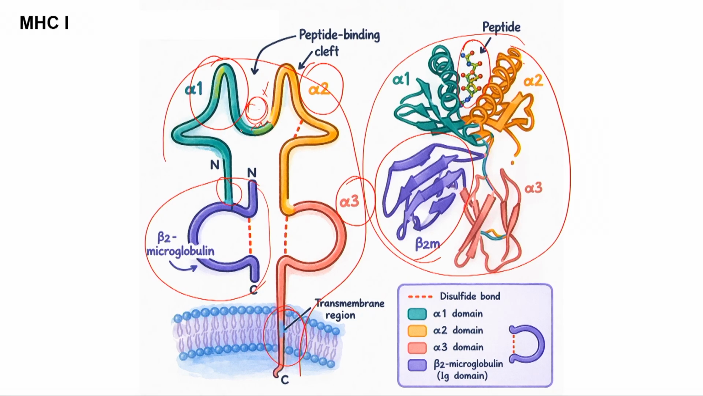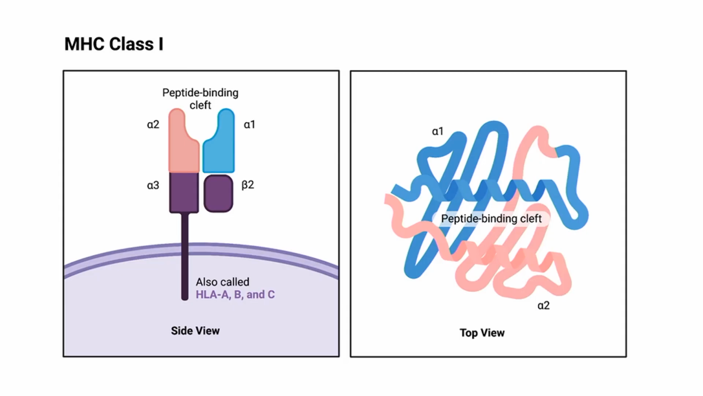So let's move on and see that in a very simplified way. This is the same thing which we have discussed. This is the peptide binding cleft, alpha 1, alpha 2 and alpha 3. This is the transmembrane domain, and beta 2 microglobulin is present here. We looked into the gene location when we discussed the HLA types where MHC 1 is expressed. There are 3 types, A, B and C. So there could be HLA type A, HLA type B and HLA type C.